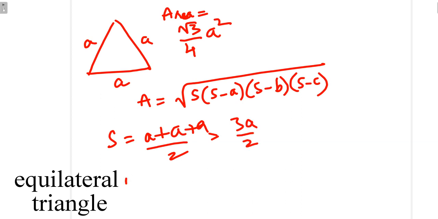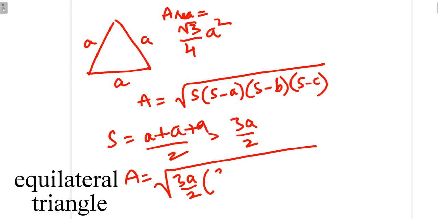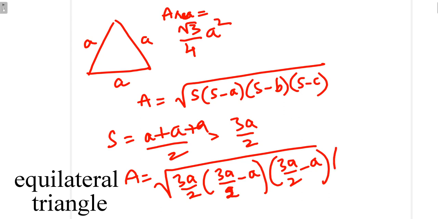Now when we apply the formula, we get the square root of 3a by 2 times (3a by 2 minus a), (3a by 2 minus a), (3a by 2 minus a). So when we simplify this, what do we get? For that, just let me erase this.